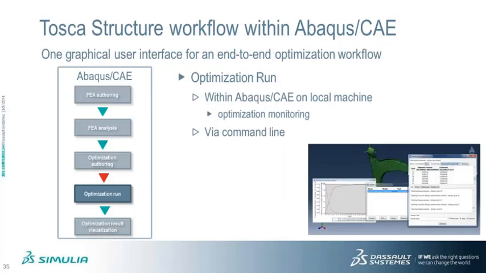The optimization, as I mentioned before, can be run on the local machine with a lot of new optimization monitoring capabilities, so you can already look during the run at the design responses: what happens to my objective, is it increasing, is it decreasing. It's a pretty nice feature. On the other hand, it also enables access to the command line, so you can author your optimization within Abaqus CAE and afterwards run it via command line on a separate machine or an HPC environment.